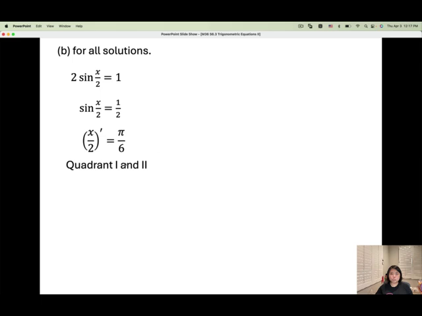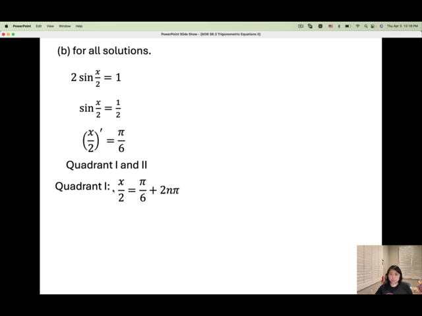So in quadrant 1, the angle will be equal to pi over 6 plus 2n pi. Okay, 2 pi means you're going to go around one circle, and n is an integer. When n equals 0, you have the first solution, pi over 6. When n equals 1, you go around one circle. When n equals 2, then you go around 2 circles. So this is called all solutions.